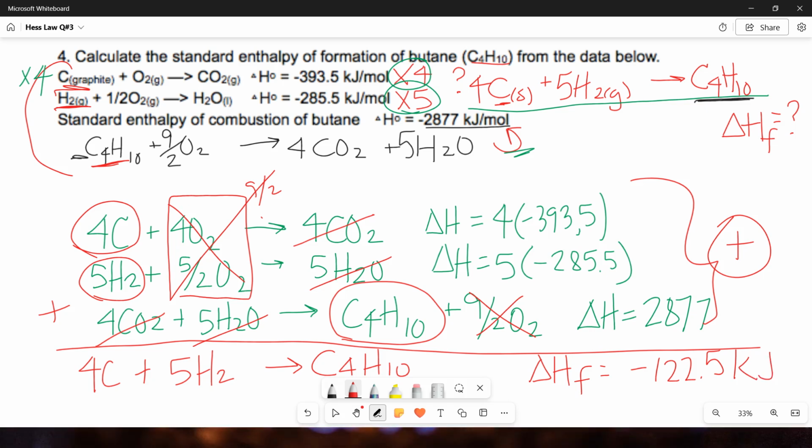This is beautiful to me. This is Hess's law at its finest. I hope this helps you with thermodynamic questions.